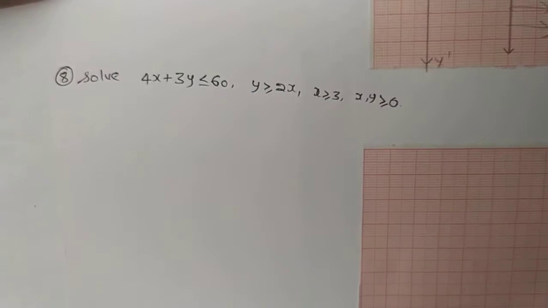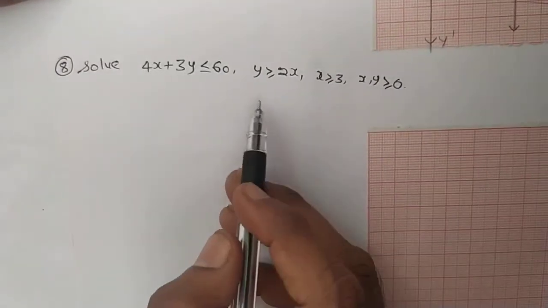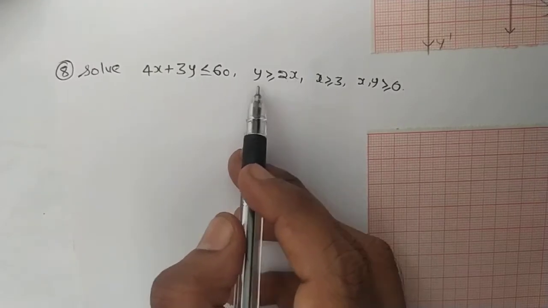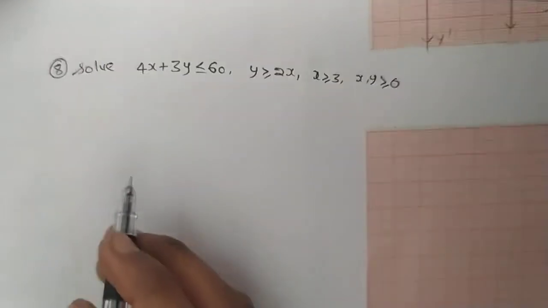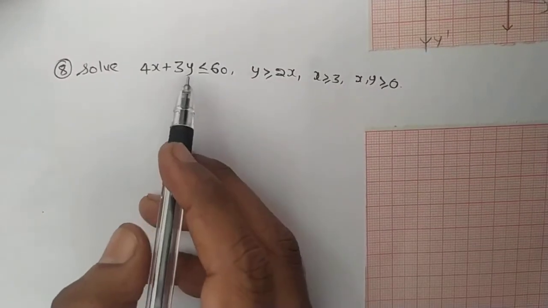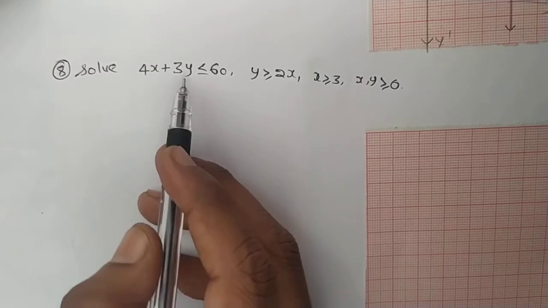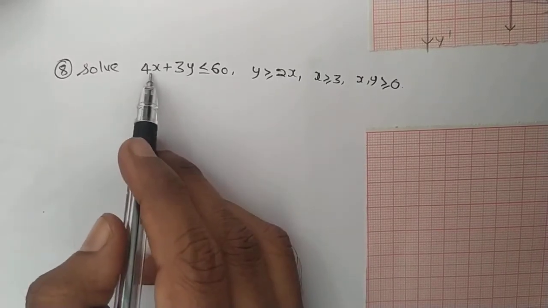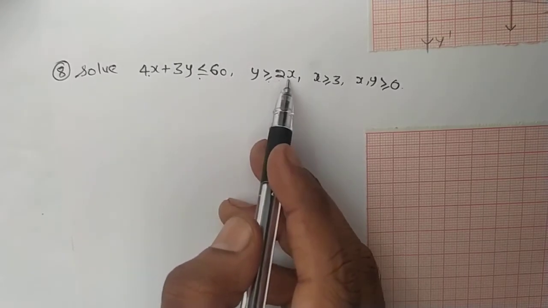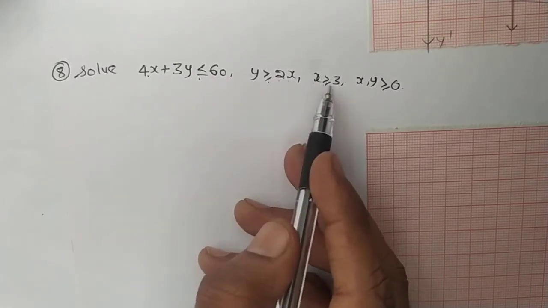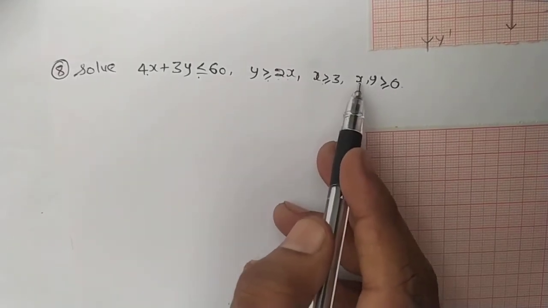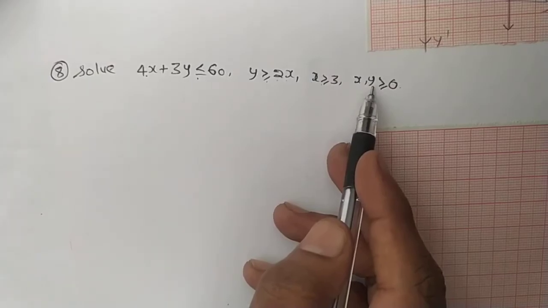So here we have the question including the inequality y greater than or equal to 2x. I already told you in the note point itself. So here we have the inequalities. Exactly, we have 5 inequalities: 4x plus 3y less than or equal to 60, y greater than or equal to 2x, x greater than or equal to 3, and x comma y greater than or equal to 0, which is nothing but x greater than or equal to 0, y greater than or equal to 0.